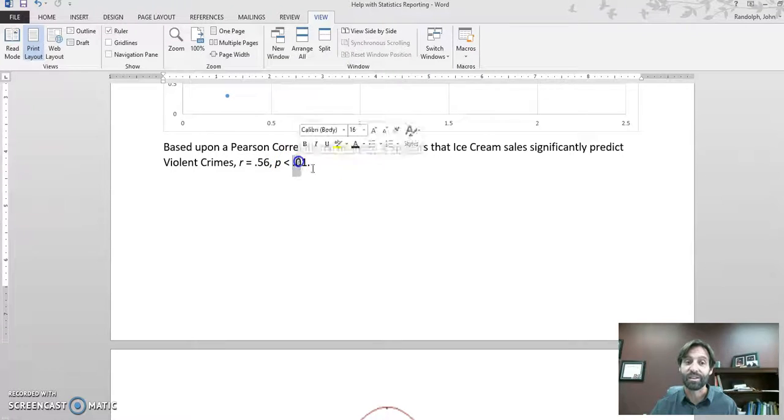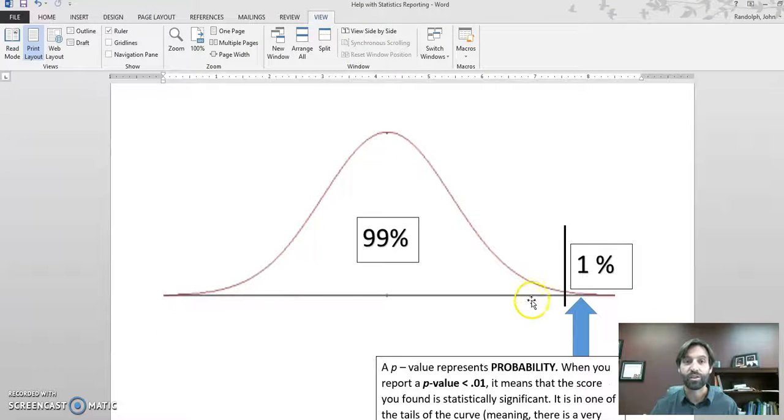It's statistically significant. In other words, if you looked at other factors, let's say somebody's name is Fred and violent crime, you'd expect that to be here in the middle of the curve. So if you explored other variables, you would think that there'd be no relationship. But because of that high R value, R equals 0.56, we got this high probability.